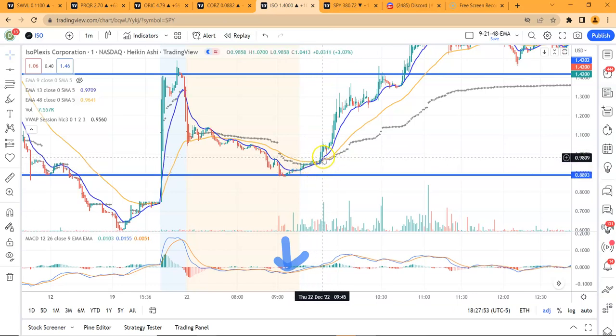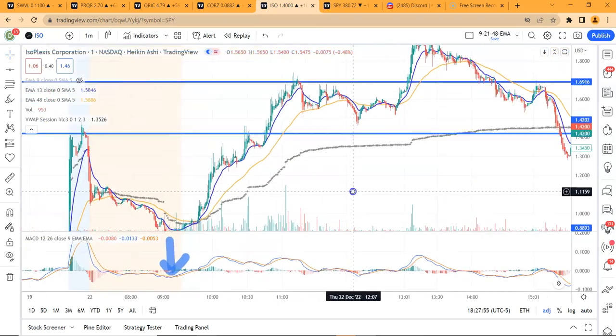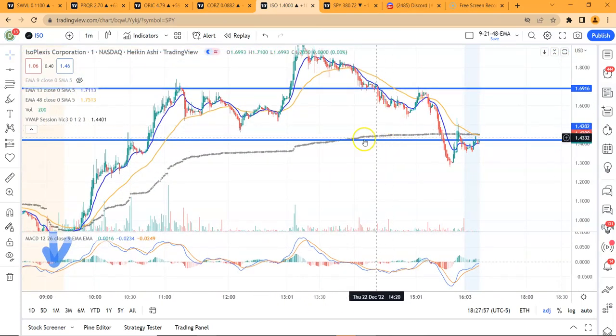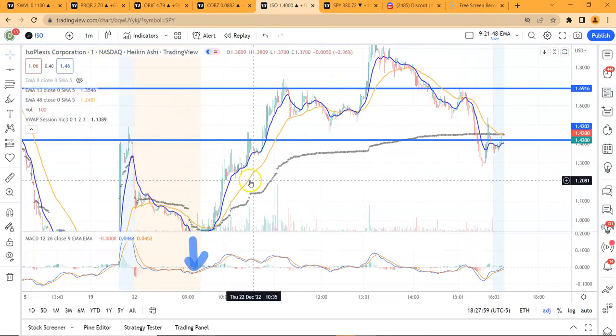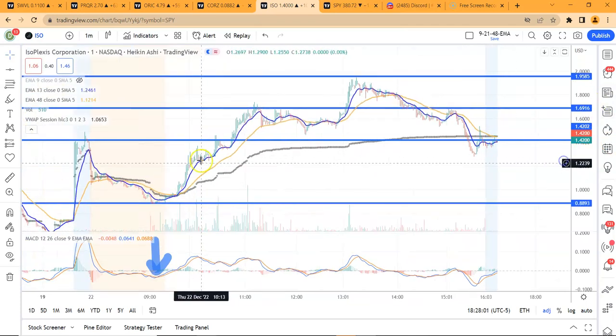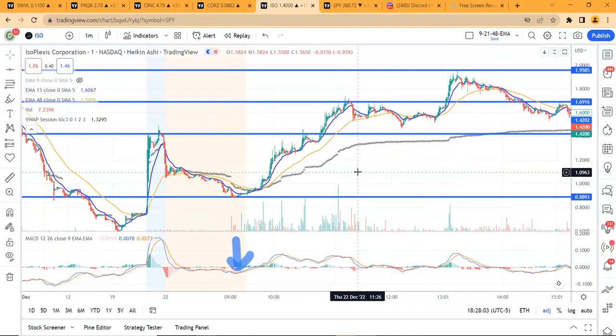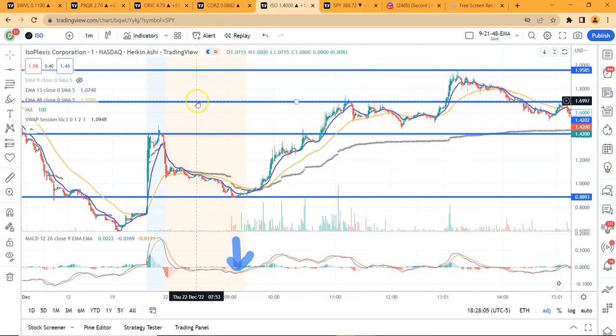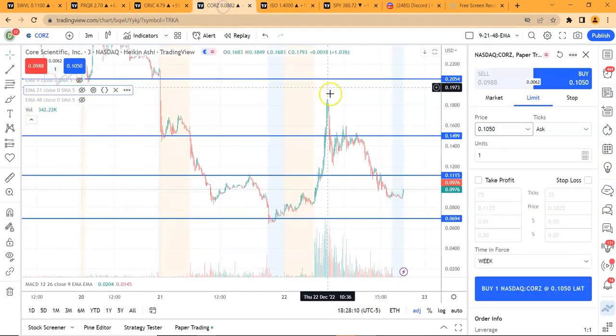Your price is going over VWAP, and everything is looking good. And during the whole day, the price was over VWAP. So you can also add this. It's up to you how you want to use this. So this is something. Let's have a look at CORZ today.